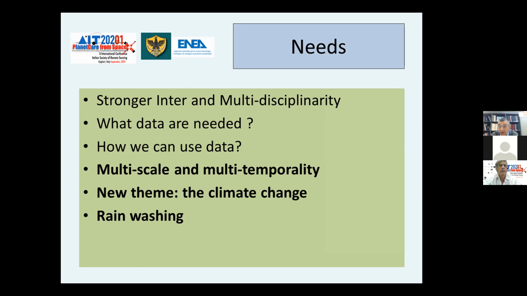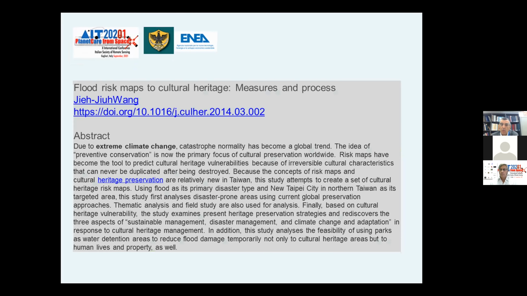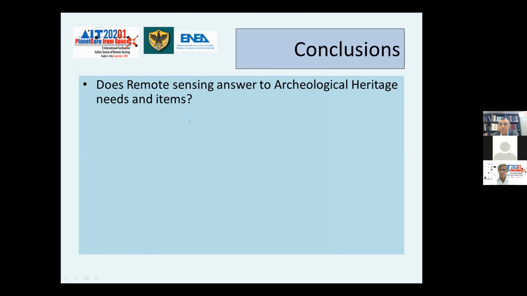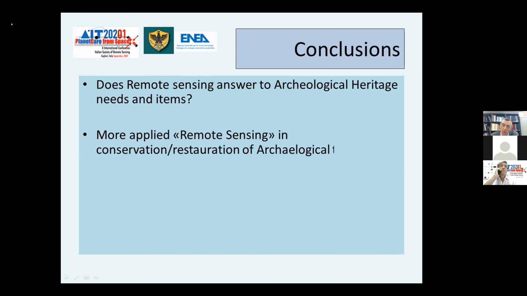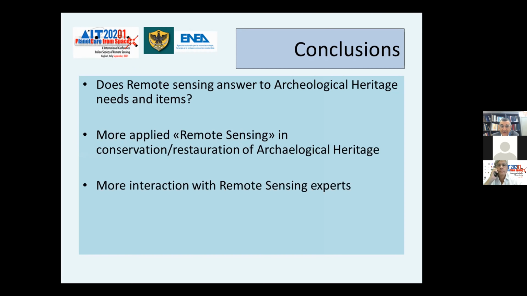And we believe that climate change in terms of rainwashing is a new theme that could be analyzed very well by remote sensing. We have many articles. This is just an example of the flood risk, for instance, for cultural heritage. In conclusion, does remote sensing answer to archaeological needs and items? Yes. We need more applied remote sensing in conservation and restoration of archaeological sites.